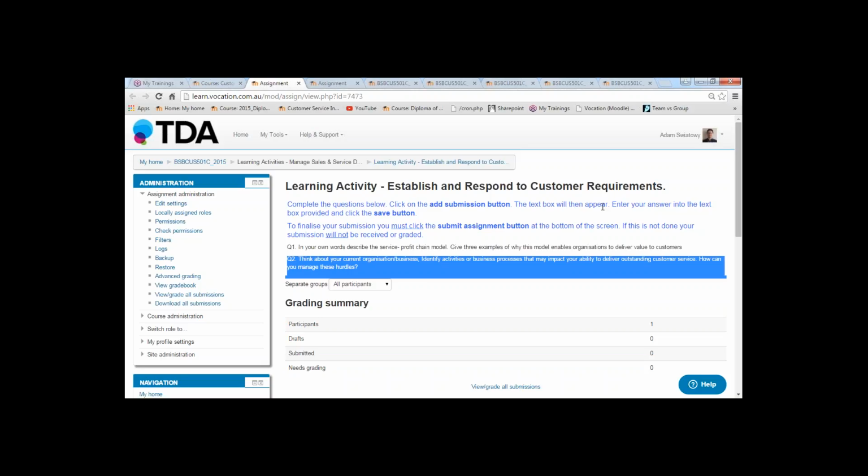So again, feel free to use an example of your own workplace. But if you can't do that, I'm happy for students to use an example where they've experienced bad customer service, or just identify any business process in any business that they've witnessed and gone.